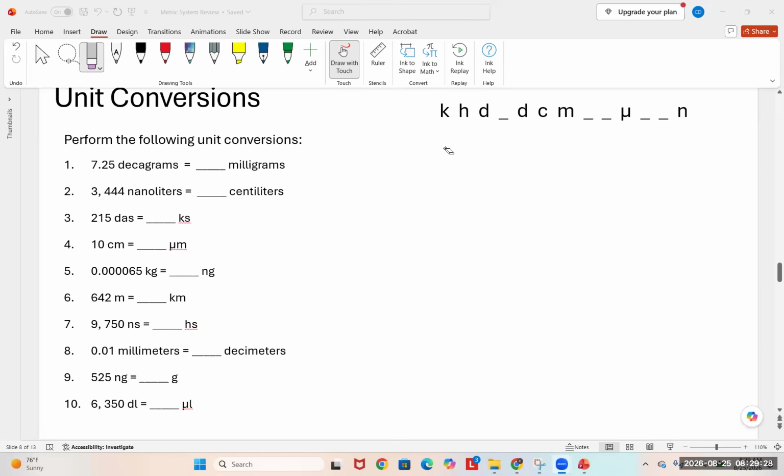Welcome to our video on unit conversions. We're going to be focusing on conversions that are occurring within the metric system.